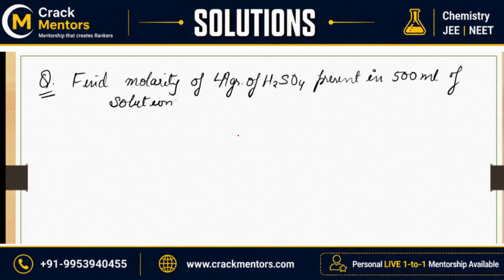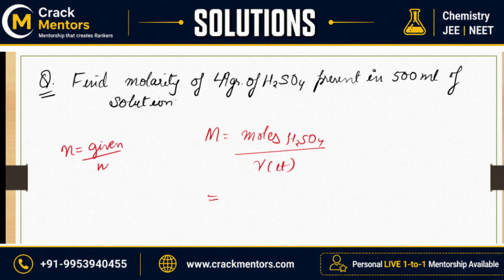Molarity is what? Molarity is moles of solute. What is the solute here? That is H2SO4 upon volume of solution in liter, right? So for the moles, here moles are not given, but 49 gram of H2SO4 is given. So mole is what? Given weight upon molar weight. So what is the given weight? That is 49 upon what is the molar weight of H2SO4? When you will calculate, you will get as 98.